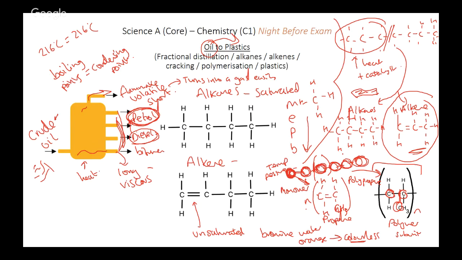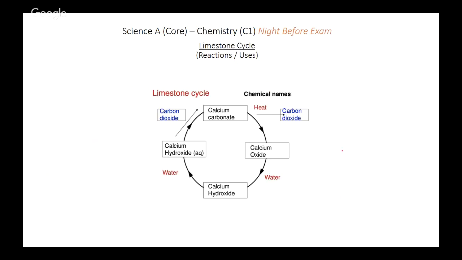Okay, next topic then. We've just got a couple more to go. The next one is limestone cycle. So we start off with calcium carbonate, which you need to know is CaCO3. If you heat that, hopefully from before you'll remember what type of reaction that is. It's a thermal decomposition reaction. And you release carbon dioxide and you end up with calcium oxide. Add a little bit of water, you end up with calcium hydroxide, and then add a little bit more, you end up with aqueous calcium hydroxide, aka lime water.